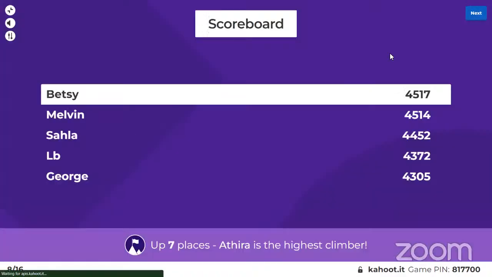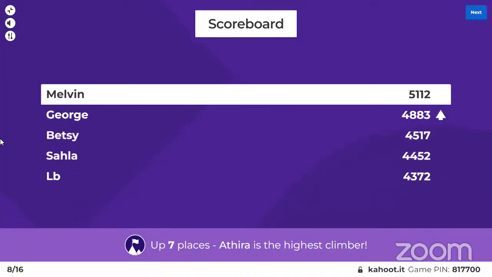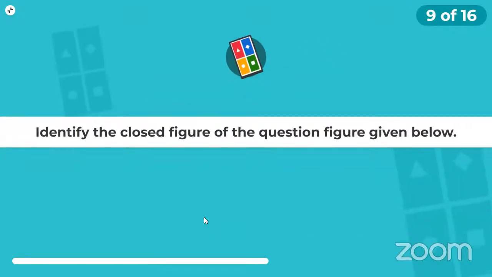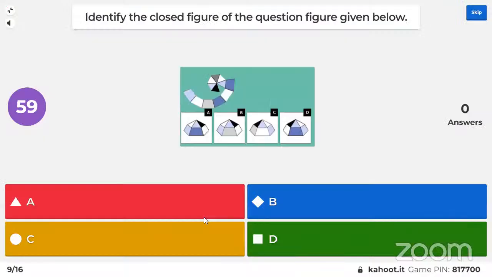All right. Scoreboard. We have a new topper. Melvin is the new topper with 5112 points. Second, we have George. Third, we have Betsy. Fourth, we have Sahla. And fifth, we have LB. New climber here. Adira is the highest climber here, climbing up 7 places in the scoreboard. All right. Ninth question.